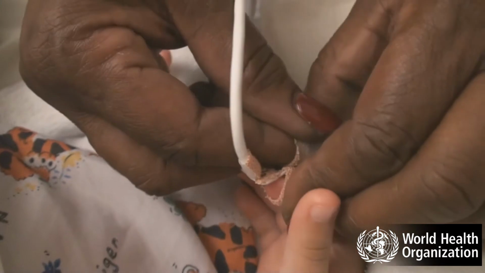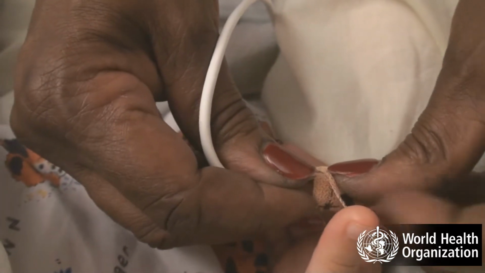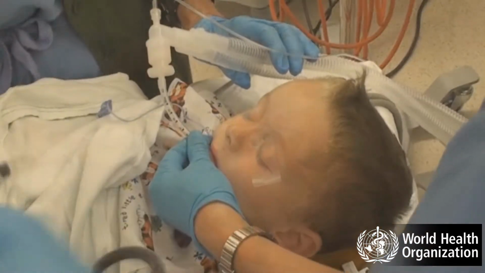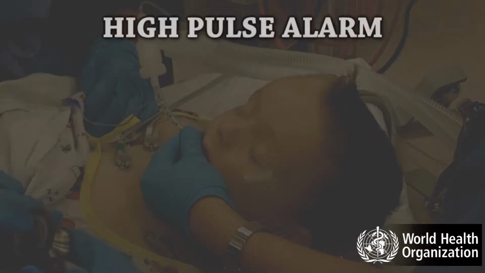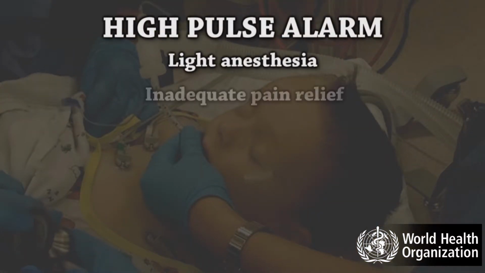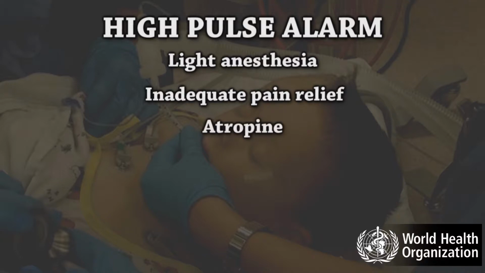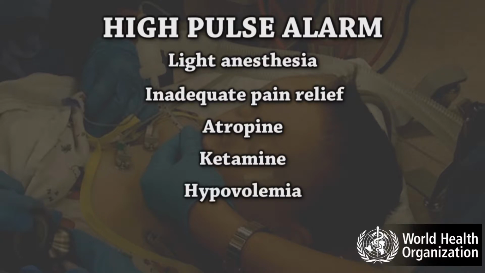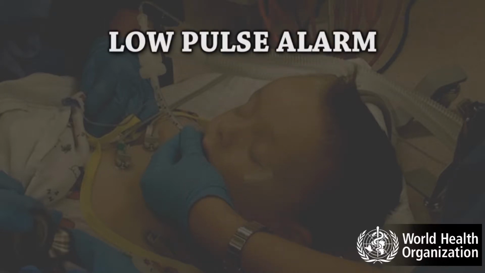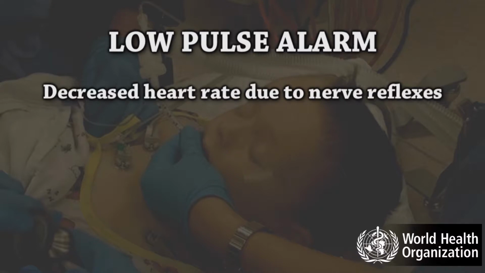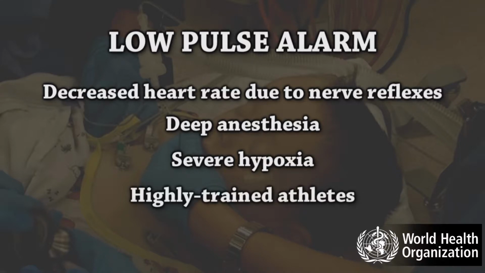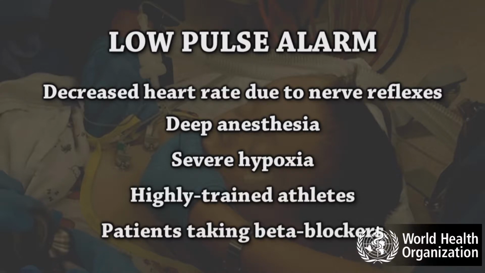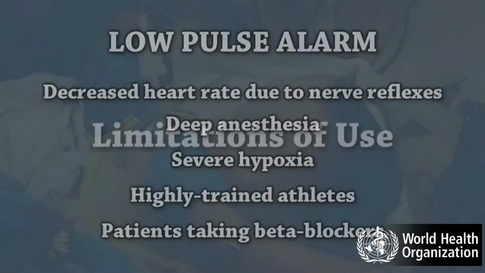Because children normally have higher heart rates than adults, but the same oxygen saturation, this alarm may erroneously sound in stable children. The high pulse alarm may be triggered by light anesthesia, inadequate pain relief, atropine, ketamine, hypovolemia, fever, or arrhythmia. The low pulse alarm may be triggered by decreased heart rate secondary to nerve reflexes, deep anesthesia, or severe hypoxia. Highly trained athletes and patients taking beta blockers may also have slow pulse rates.